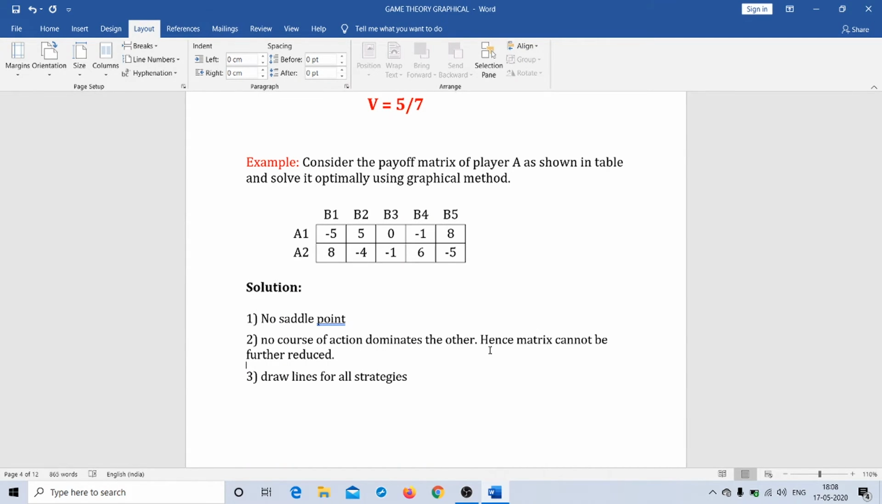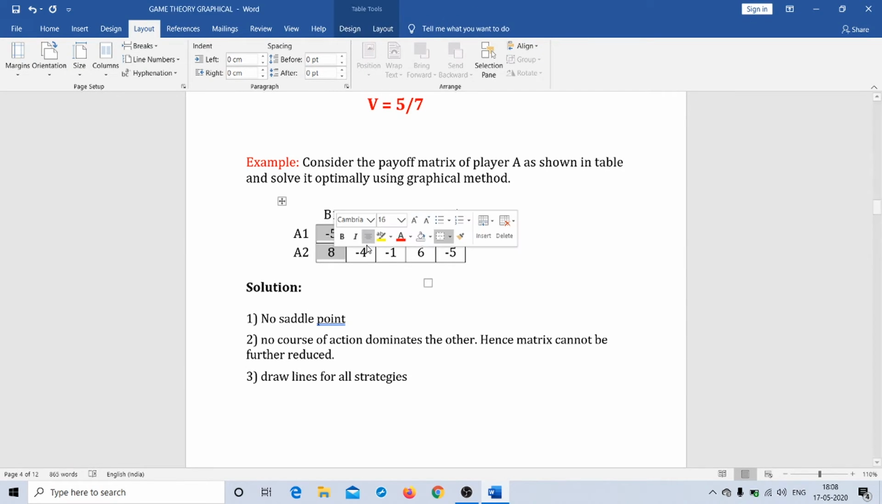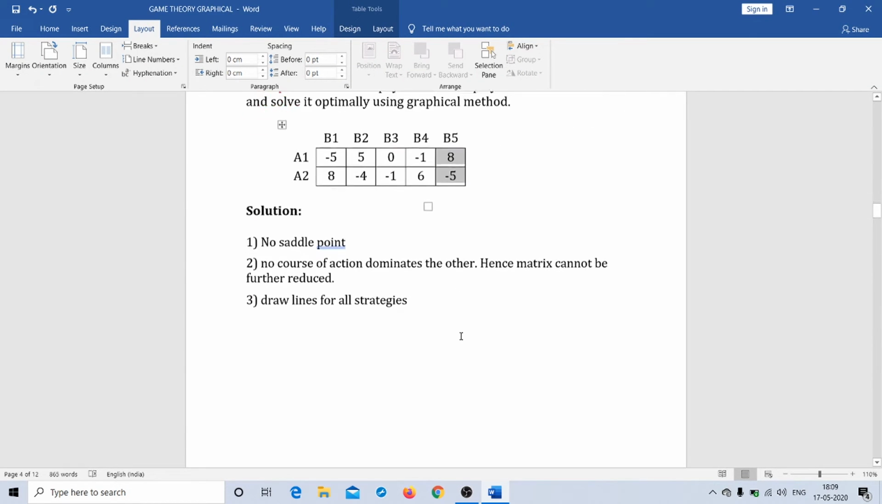Hence, the matrix cannot be further reduced. Now, what happens when the matrix cannot be further reduced? It's very simple. You have to draw all the 5 lines for the 5 strategies adopted by player B. It's as simple as that, right? So I have to draw a line from -5 to 8. Then I have to draw a line from 5 to -4. Similarly, all the remaining 3 lines and the last line from 8 to -5.